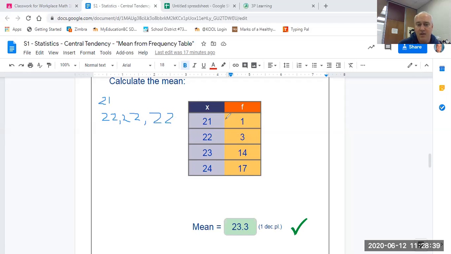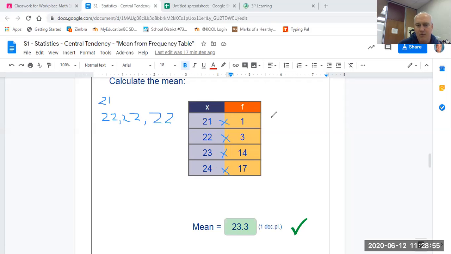So in essence, what we're doing is that if we wanted to figure out the total value, we could simply multiply the number that we have by how many times it occurs. So the number is here, the x, and the number of times it occurs is here.